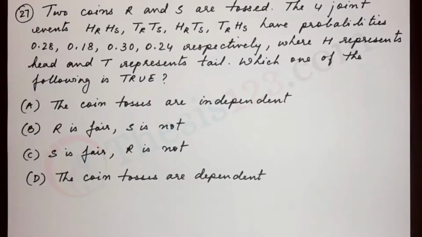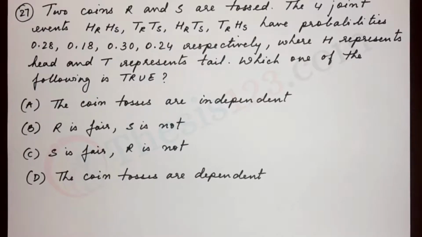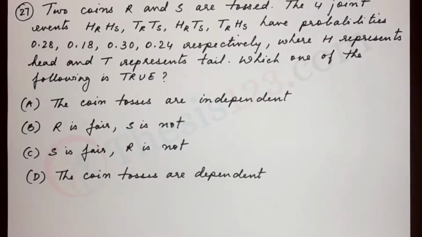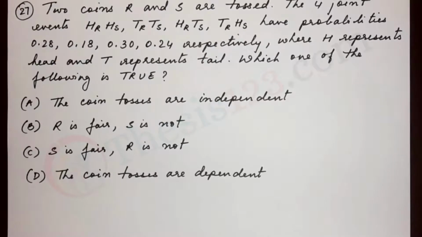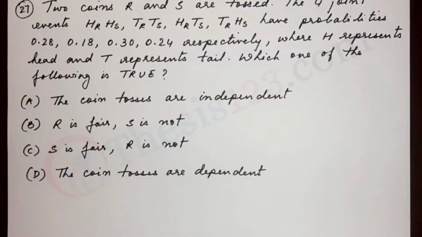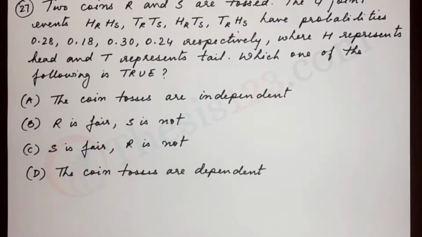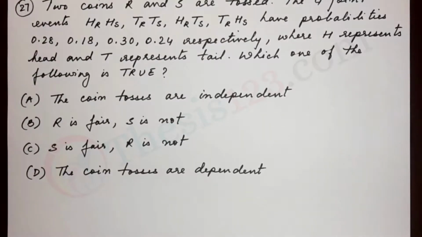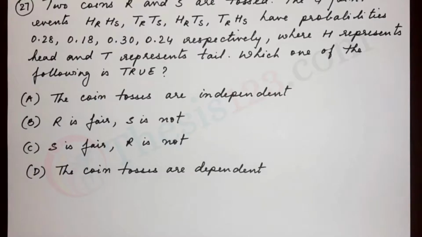Okay, so there is a certain equation that we can analyze in order to see if it's independent or not. That would be our first step. Let's check if the coin tosses are independent or dependent, and then we will go into whether they're fair or not.